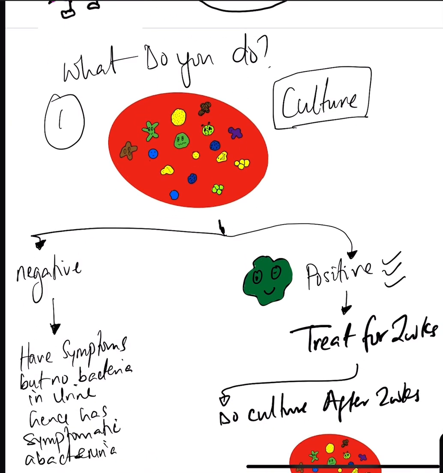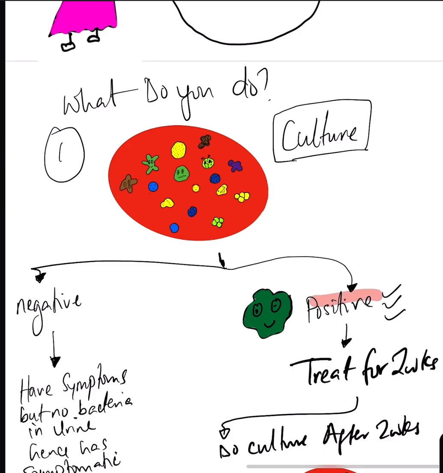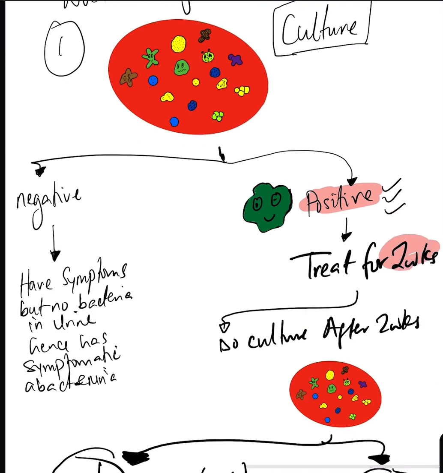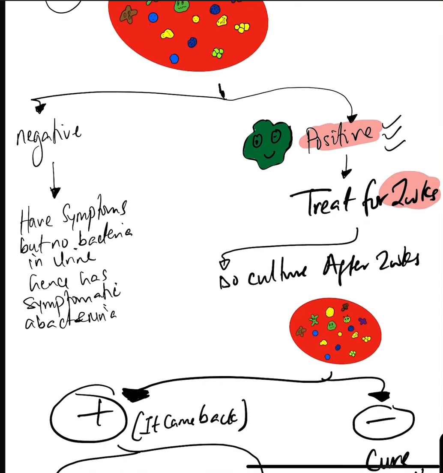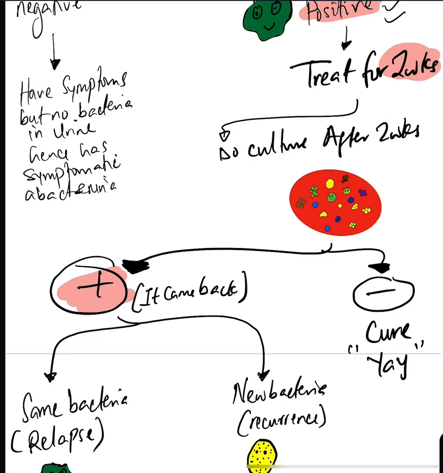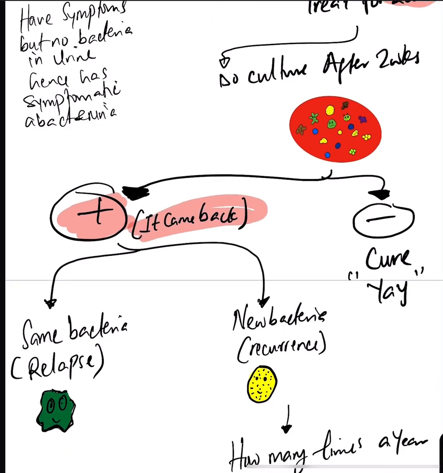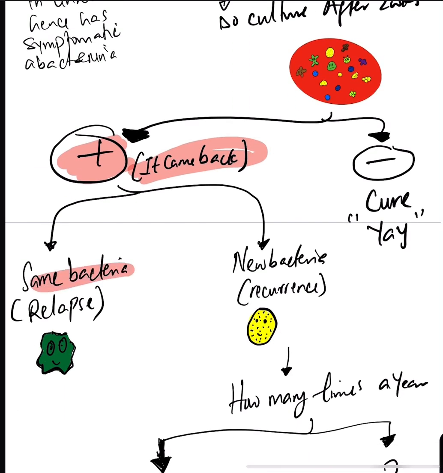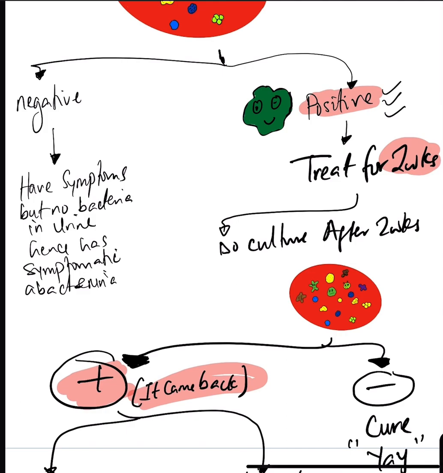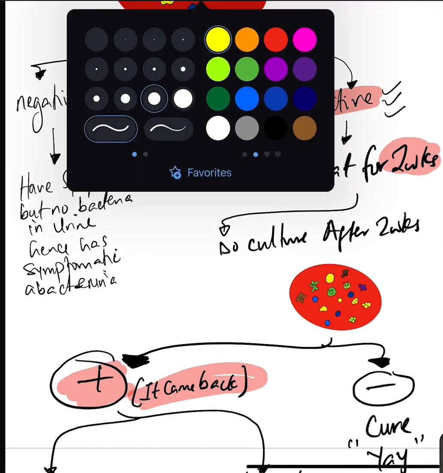So let's say you take a culture and you have a lot of bacteria and it's positive. That means, yes, she truly has a UTI. What do you do? Remember, you treated her for 5 days, then you treat her for 2 weeks. And if you do a culture after 2 weeks and she still has positive bacteria, that means it came back. It could be the same bacteria, which is relapse, or a new bacteria, which is recurrence. So as you can see, in this place, we have a green bacteria.